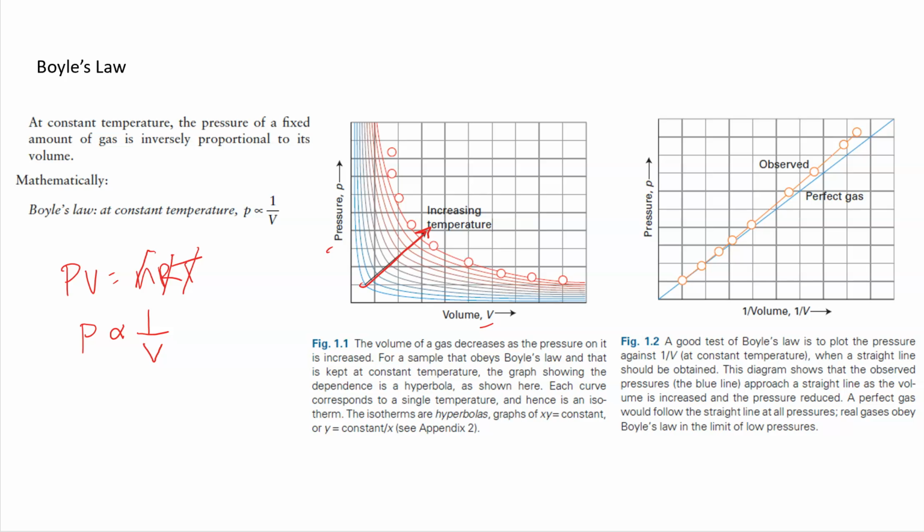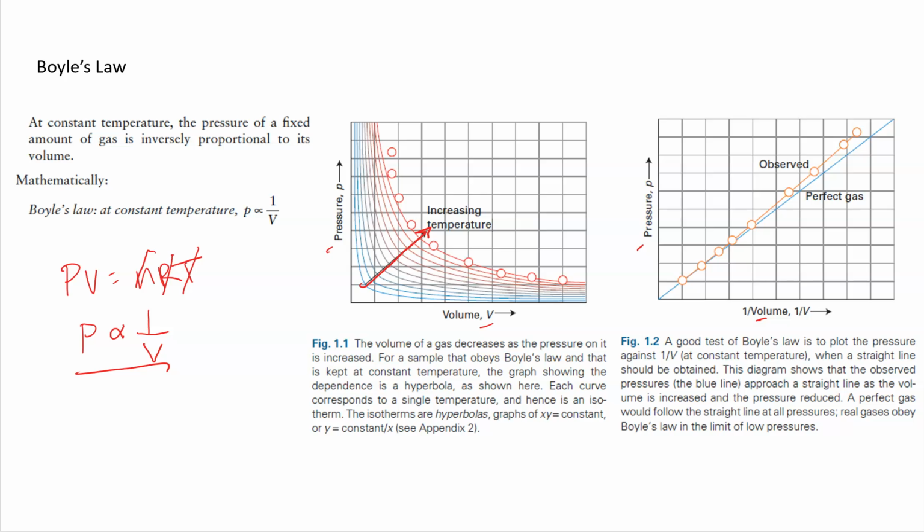Now, if we take a look over to figure 1.2, once again we have pressure, but instead of volume we have inverse volume, or 1 over V. And this is because a good test of Boyle's law is to plot the pressure against the inverse of the volume at a constant temperature. And what you should see with this is a straight line because of this relationship we see with Boyle's law. And that's what we see with the blue trend line, pressure versus 1 over V, this ideal gas behavior.